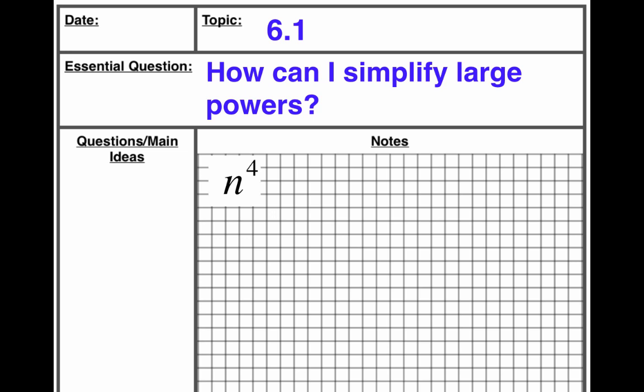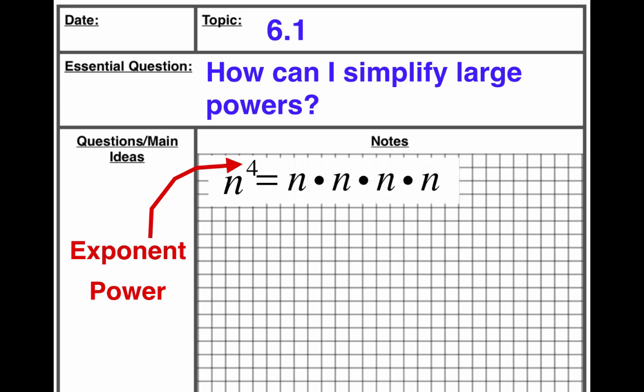If we had n to the 4th power, that little 4 is called an exponent, but also called a power. You can use either word really, exponent or power. But really, all it is is a shortcut way of saying, hey, we've got n times n times n times n. That's kind of long to write out, so we shorten it up with this exponent. The reason we do that is so we can save space. I mean, we like to shorten things up.